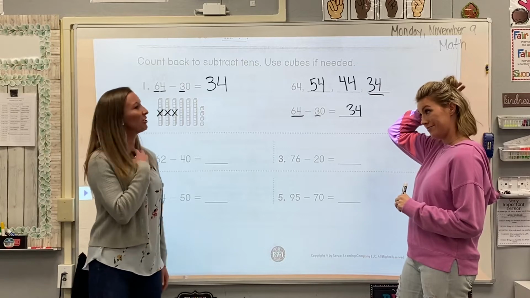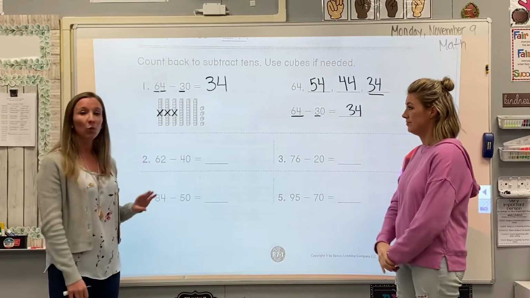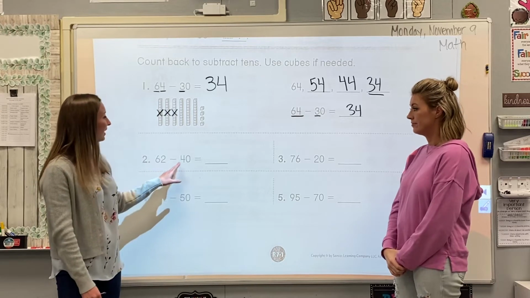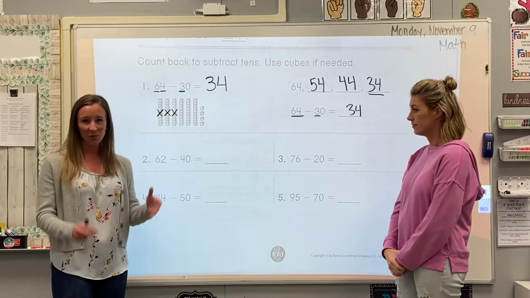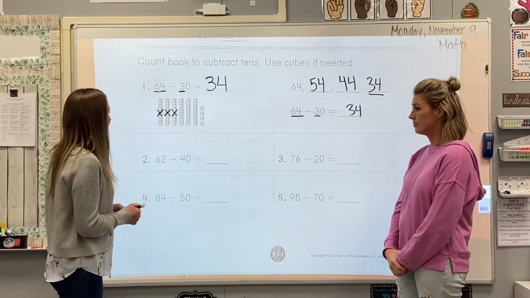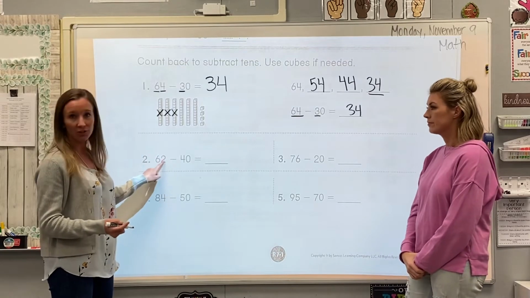But I think we should do a couple more. Yeah. All right. Let's take a look at number 2. We have the problem 62 minus 40, and I really want to draw that picture of the tens rods because that's easiest for me. So I remember doing the problem up here where we only draw the first number.